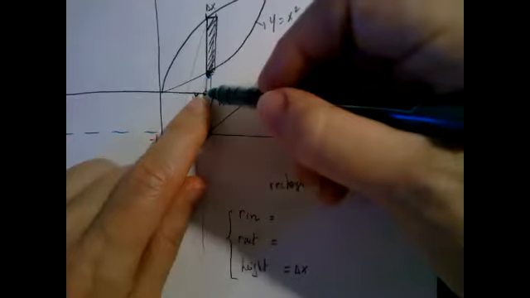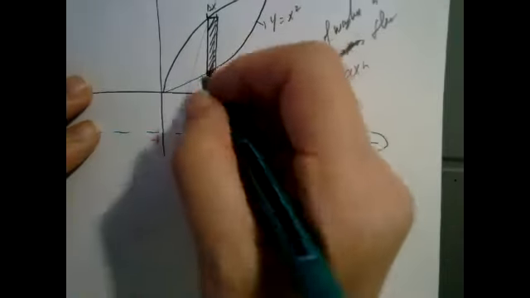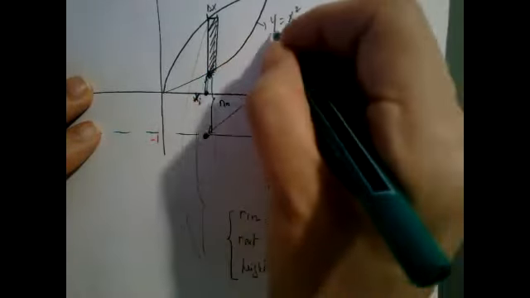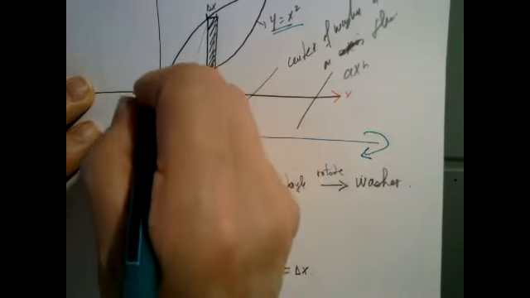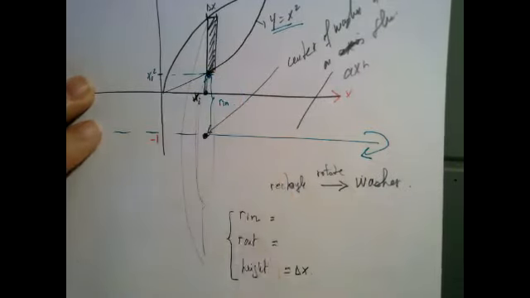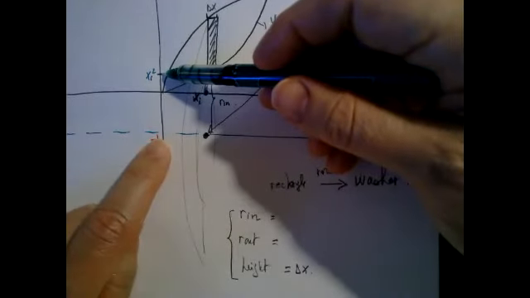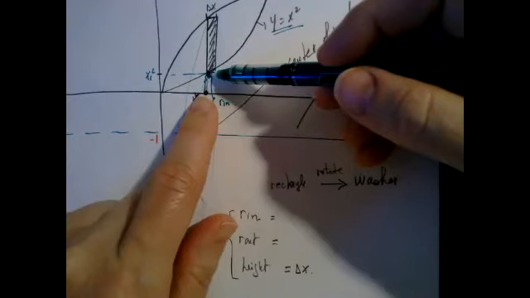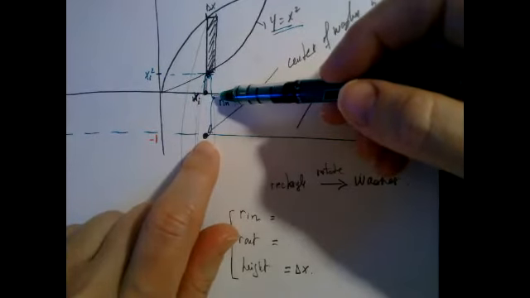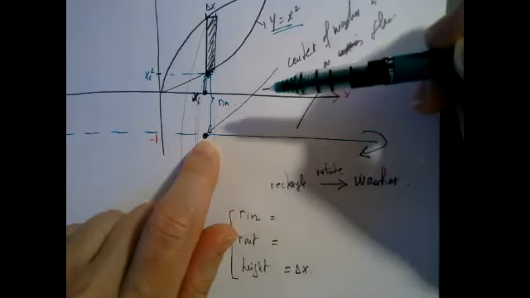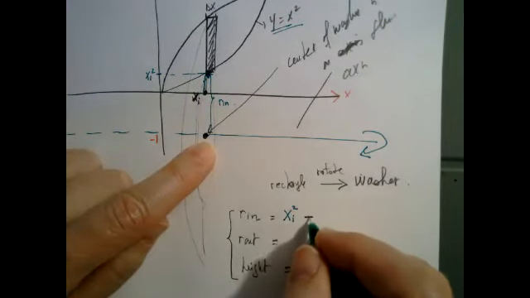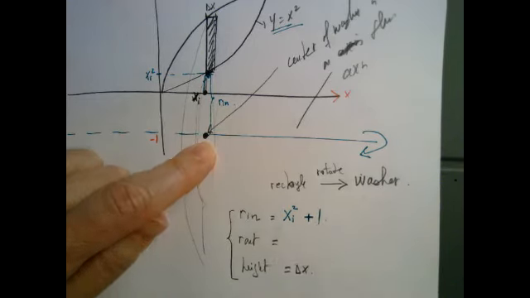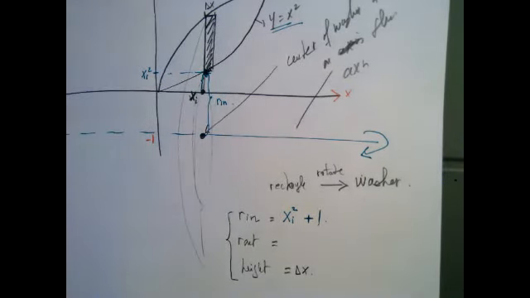So what's the inner radius equal to? Now let's remember, if this is xi, this is xi squared, because that's y equals x squared. So in my picture, this is xi squared. But what do I need? I need the distance from here to here. So it's xi squared plus 1. We're increasing by 1. So the inner is xi squared plus 1. Really look at the picture. That's really what the inner radius is.